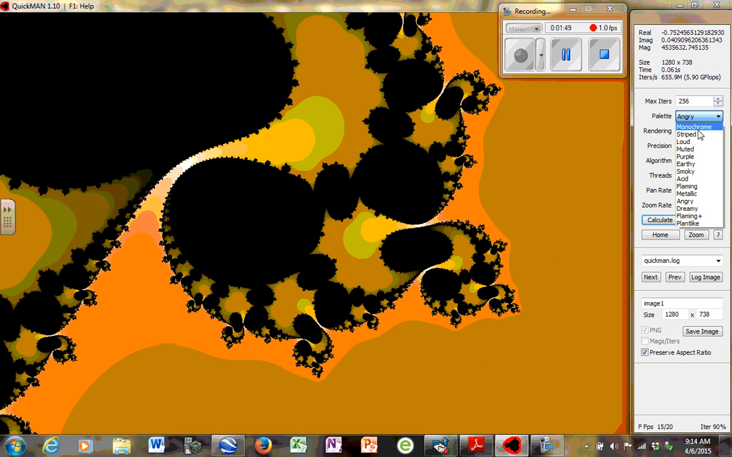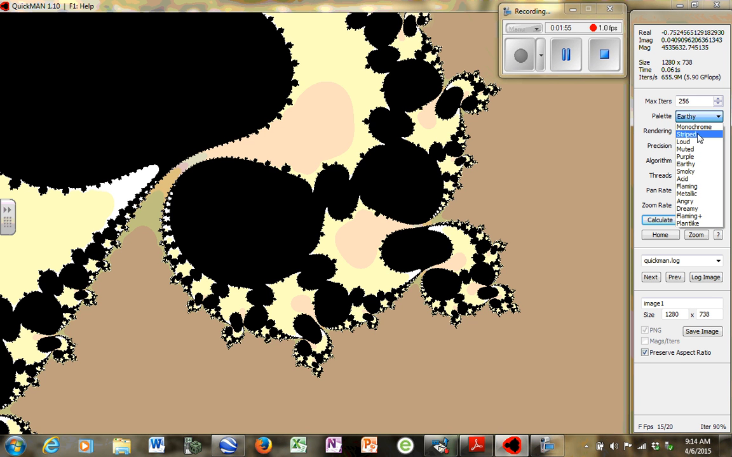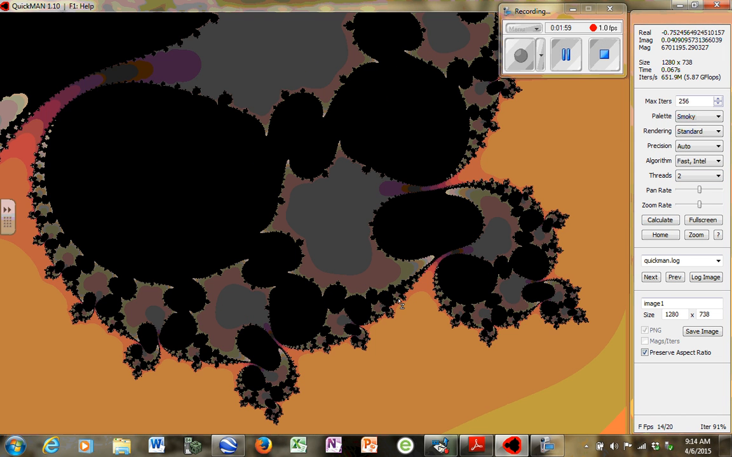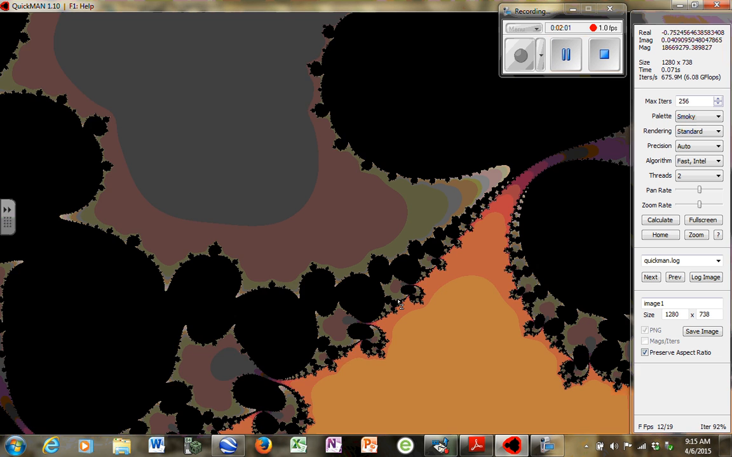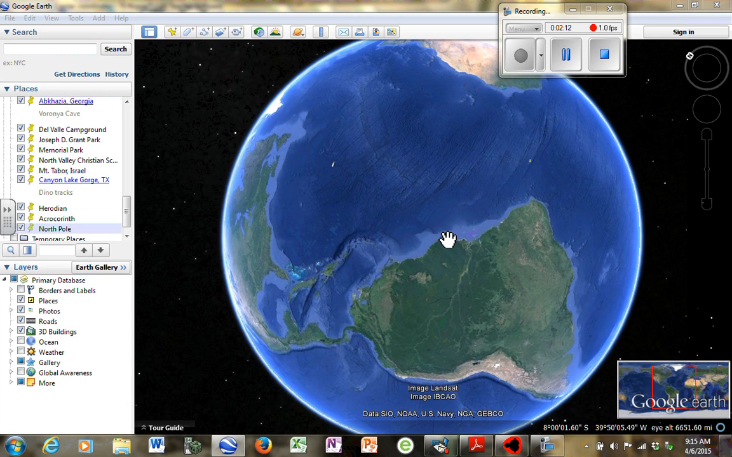This one's angry. We can go with loud, we can go with earthy or smoky. Go with all kinds of crazy stuff here and keep zooming in and find all kinds of crazy patterns. This is complex numbers, people. This is stuff with complex numbers in the polar plane. It is awesome stuff. It is so cool. Oh yeah, back to the world.